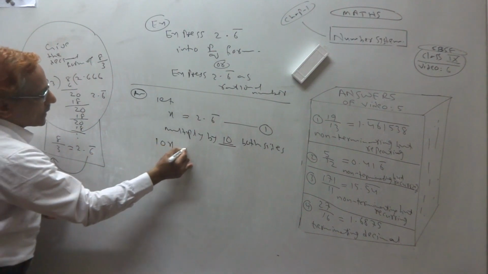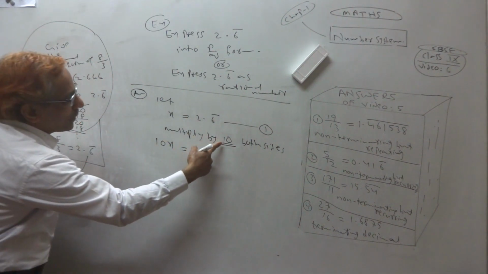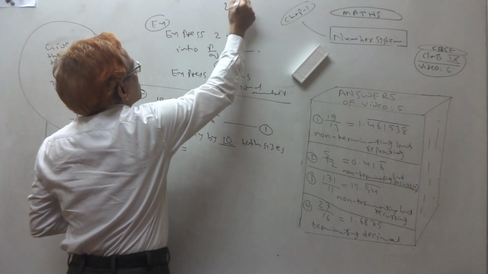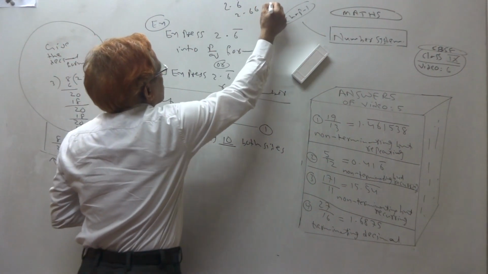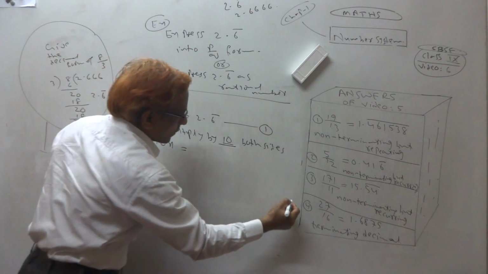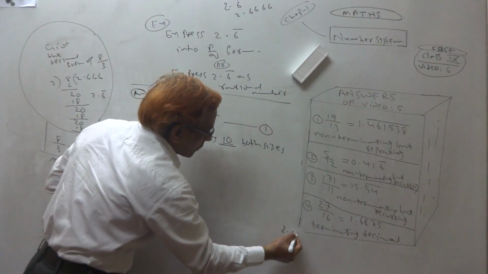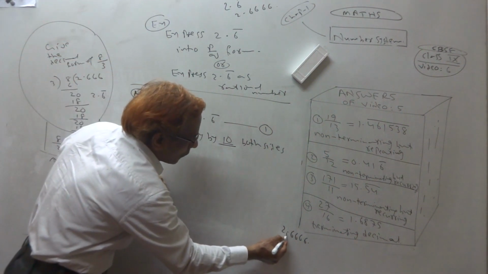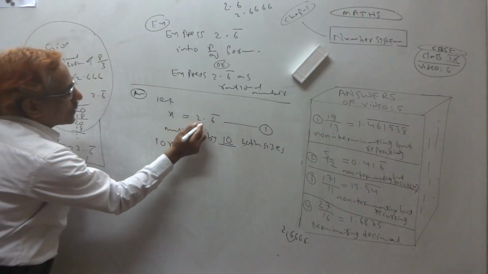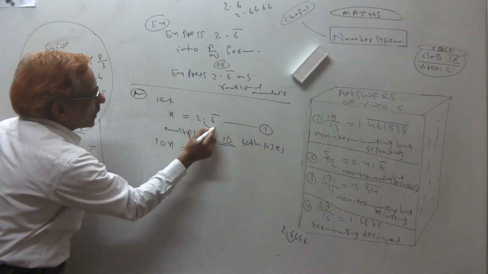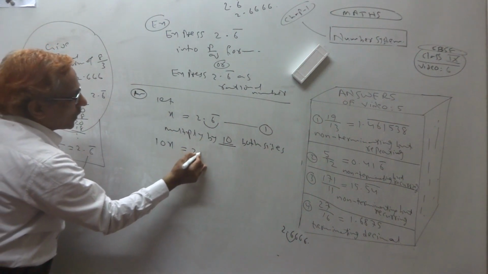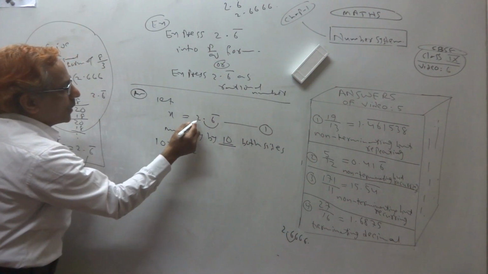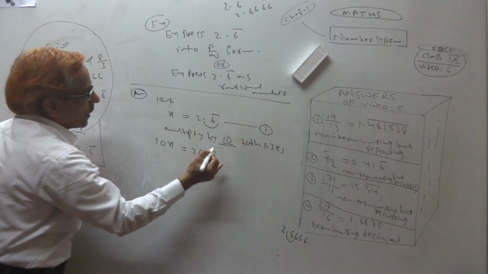We get 10x. See, when you multiply by 10, what happens? Actually 2.6 bar means what? 2.6666. Okay, here I am showing 2.6 bar means 2.666. When you multiply by 10, what happens, this decimal will move after one place. So it becomes 26.6 bar. Yes.